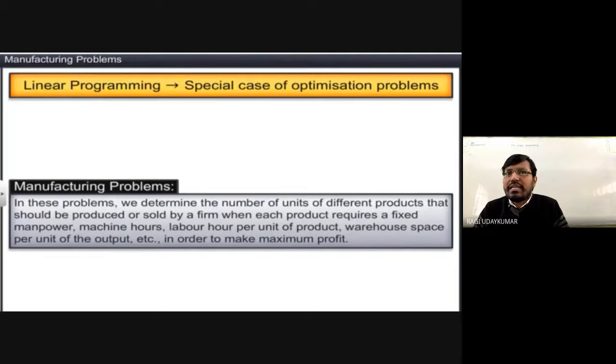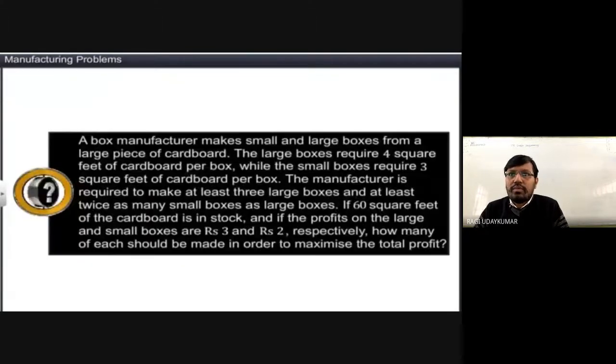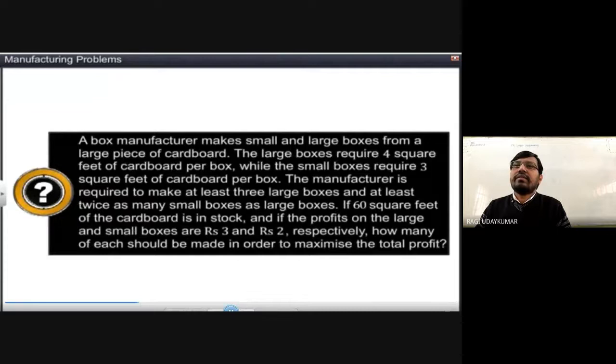Warehouse space per unit, and so on. When you see the problem, then you will be able to understand. It is not necessary to explain it in the abstract. You see this problem here.